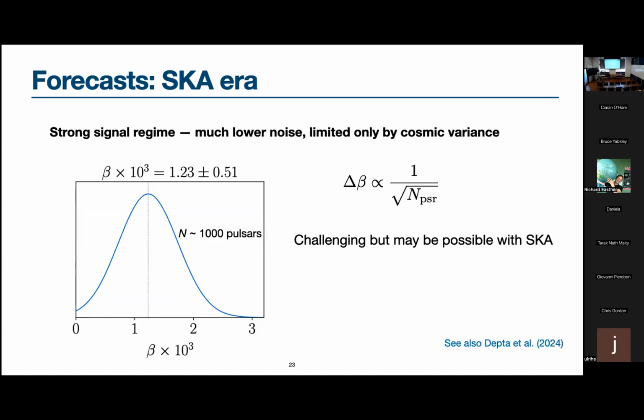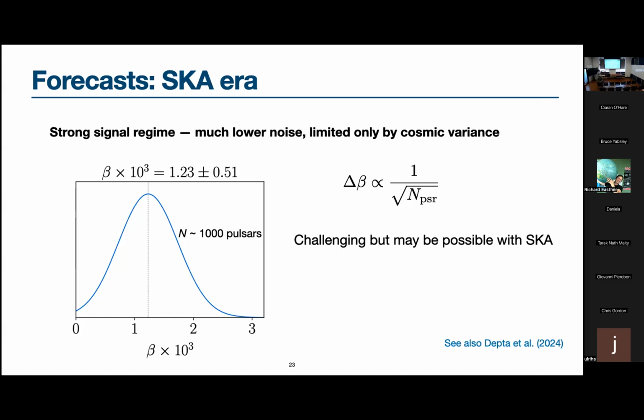On the other hand, given that current PTA collaborations already operate in the intermediate signal regime, at least at lower frequencies, and not the weak signal regime, it is more likely the SKA will be in the strong signal regime. It will have much lower noise, in which the observations will be limited just by cosmic variance. So the signal variance itself will prevent us from reaching arbitrary precision on the measurement of these parameters. With this setup, we showed that even with about 1,000 pulsars, you get the same results that you had in the previous slide.